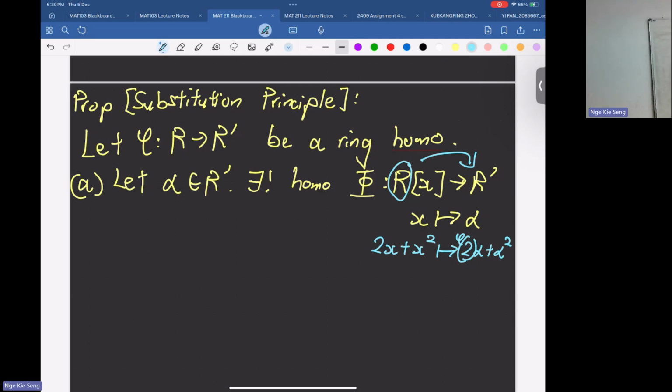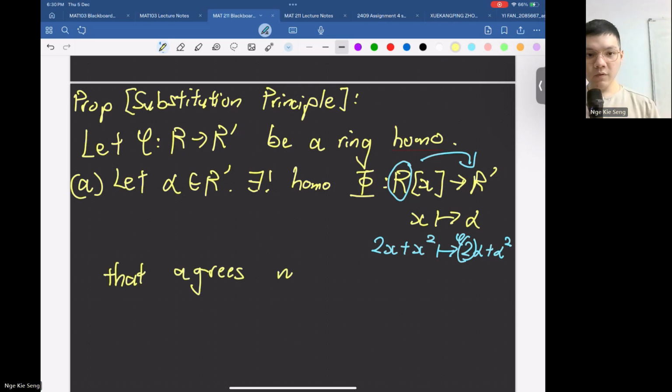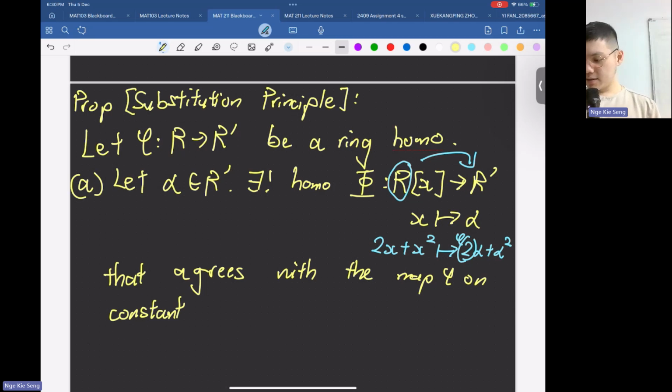The homomorphism here, we will phrase it as how we see this ring R inside R prime. So this is a map that we define on the generator that agrees with the map phi on the constant polynomials. Okay, so this is what it means. So how you send 2 is by the little phi then.